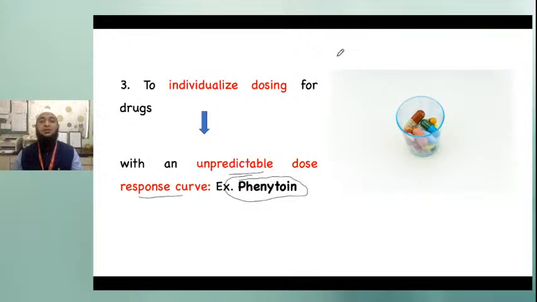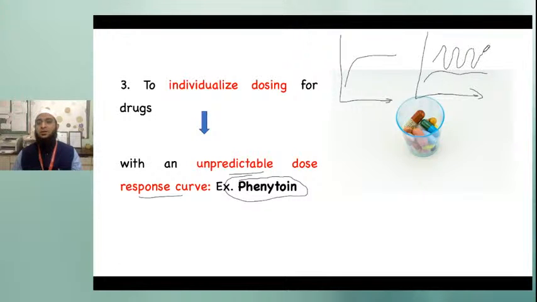So the dose response curve is very unpredictable. Sometimes the dose response curve is something like this, and sometimes, if you measure in case of phenytoin, it goes something like this. Sometimes it is flat, sometimes it goes in a sigmoidal way. Sometimes it shows a steady state concentration, and sometimes it shows a wide change in the concentration of the drug. If that is the case, then that drug should be monitored by therapeutic drug monitoring. So in those patients with non-linear pharmacokinetics, to individualize dosing for the drug in that particular patient, you can do therapeutic drug monitoring.